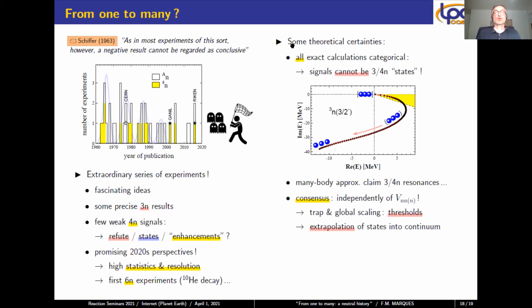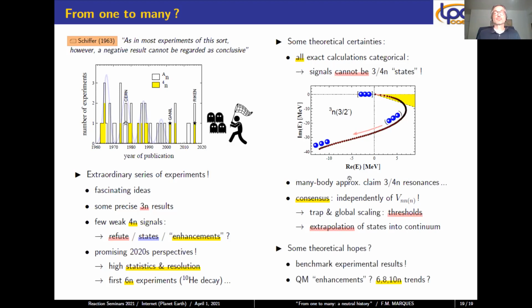shocking, they all agree in one thing, that their difference does not come from the interaction. So independently of the neutron-neutron interaction, or even in the use of 3 neutron forces, the conclusions remain the same. So these cannot find bound systems with other interactions of 3 neutron forces, and these, even changing the interaction, are able to predict resonances. Most of the clues come from the technique that these approximations use: the trap and the global scaling that create thresholds in the system, and the extrapolation to the continuum that they use.